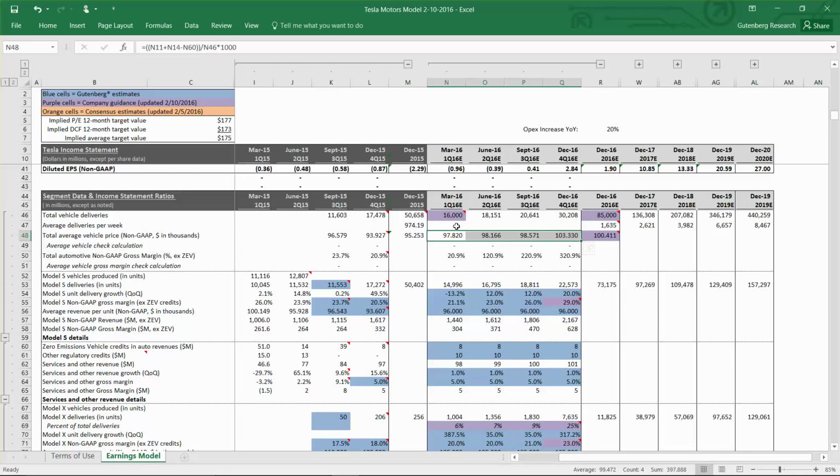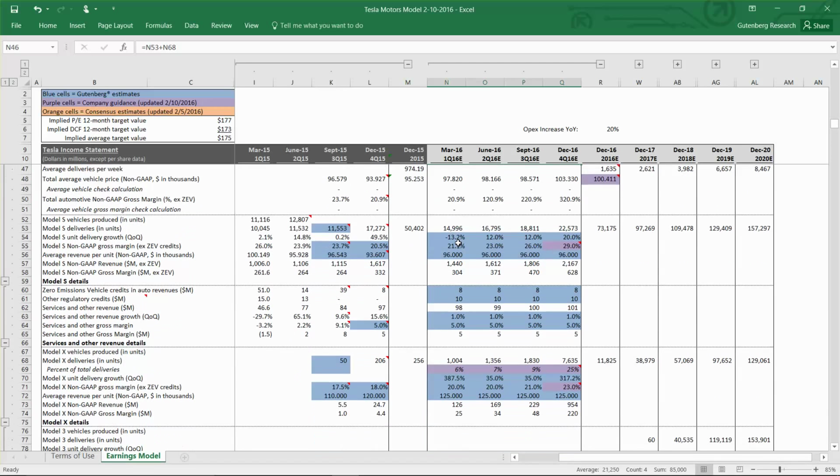And we coupled that with the guidance that they gave us on deliveries. So they said that deliveries would be 16,000 total vehicles in the March quarter, and between 80 and 90,000 for the full year 2016. So we just took the midpoint of that range. And you can see that we have an upward sloping ramp of those vehicles.